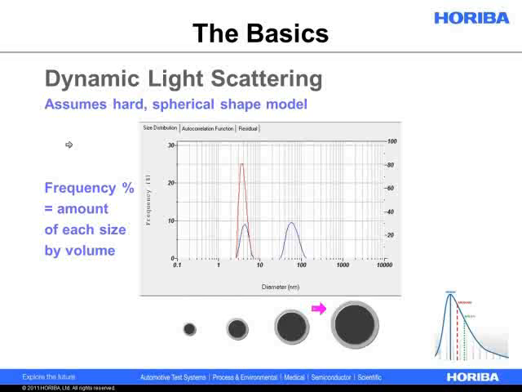Dynamic light scattering, similar in a lot of ways. It also assumes a hard spherical shape. We don't call it Q% for I guess reasons of style. We call it frequency percent. It's the same thing, just the amount of each size. In this case, one of these graphs is by volume. The red graph is by volume. The blue graph is by scattering intensity. But that's something for another webinar. And the x-axis is also an increasing logarithmic size.